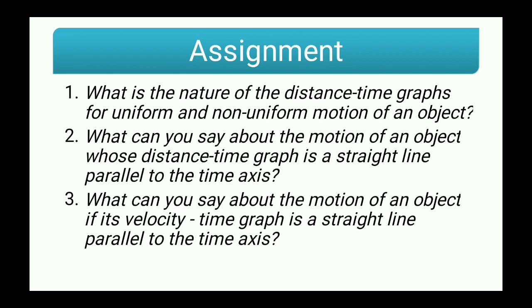And last question is, what can you say about motion of an object if its velocity time graph is a straight line parallel to time axis? So note that second and third question are different. In second question there is distance time graph, and in third question there is velocity time graph.